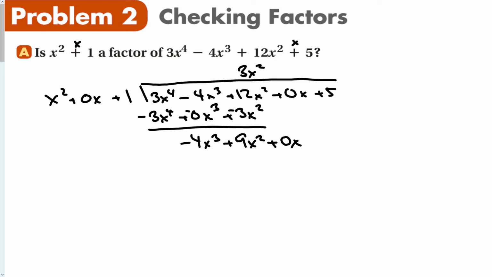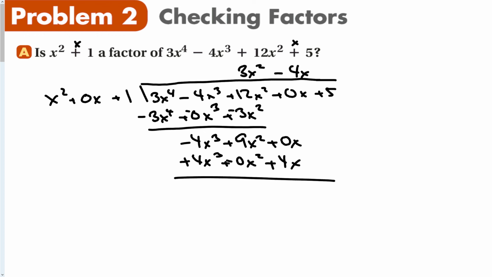Okay, divide. Minus 4x, multiply, minus 4x to the third, 1 there, 2 there, plus 0x squared, 1 from the top, 1 from there, again, just as a placeholder, and minus 4x, subtract, and we get 9x squared plus 4x, and bring down the 5.